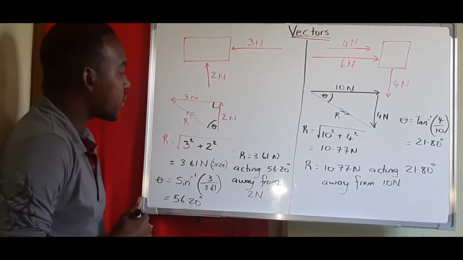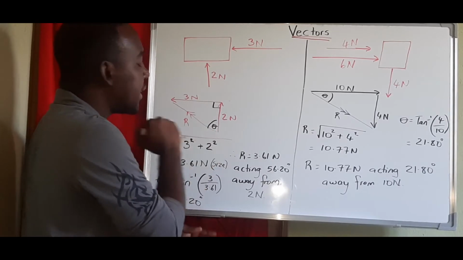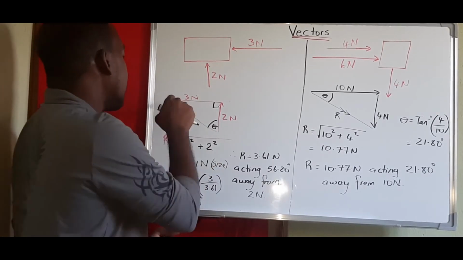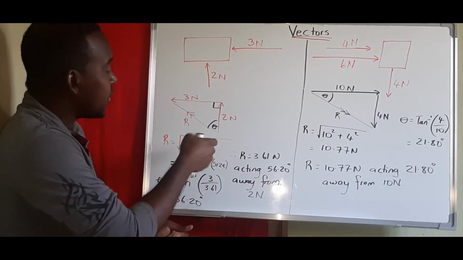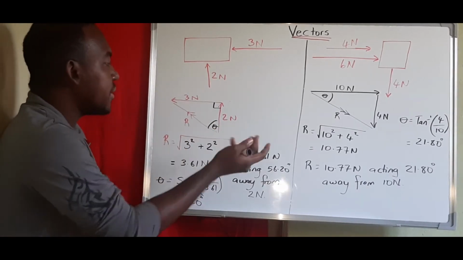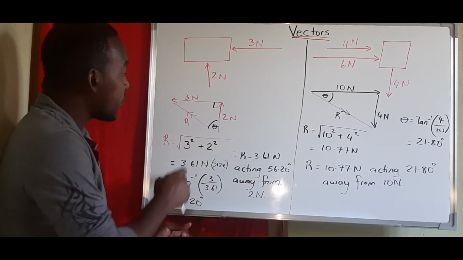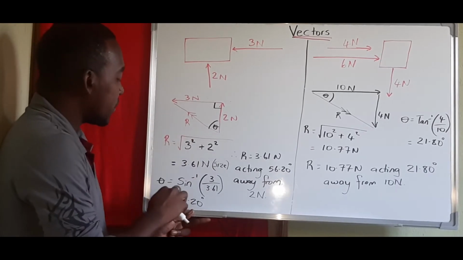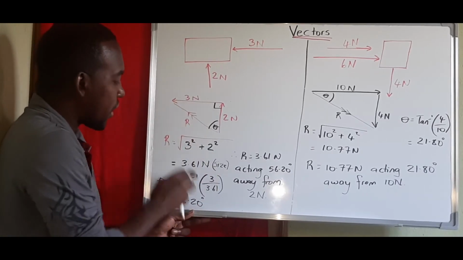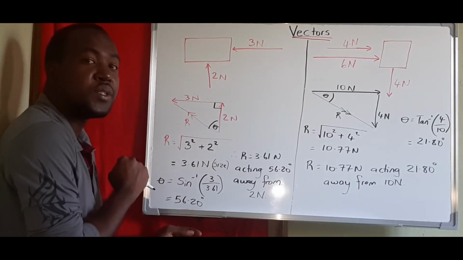So the direction would be to find the angle. Now the angle is at the tail of your resultant, right? So we don't find it at the head, we find it at the tail. In this case, we use sine because we have all three sides, so we can use whichever one you choose. So we're using sine, which states that sine is the opposite over the hypotenuse, right? So it's sine inverse of the 3 over R, which is 3.61, and we get 56.20, right?